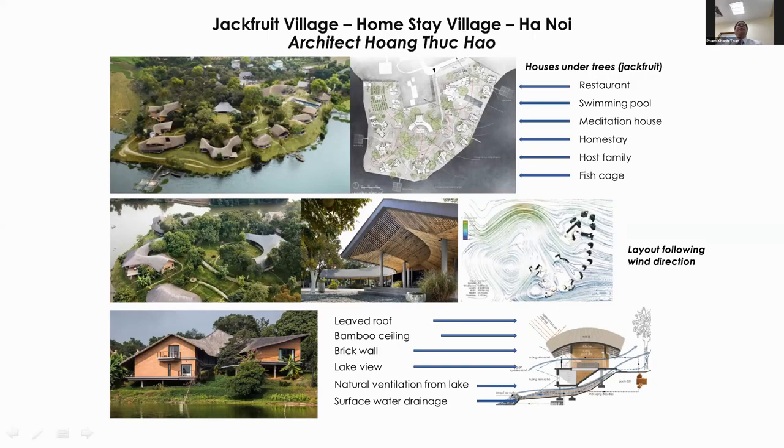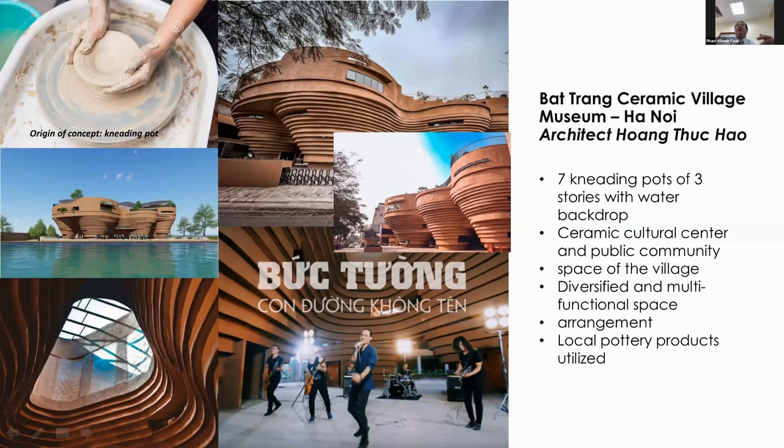The next building of his is the Bát Tràng Ceramic Village Museum in Hanoi. The idea for this design is the concept of the kneading pot, since the main product of Bát Tràng village is pottery. There are seven kneading pots of three stories with a water backdrop in the surrounding lake. This is a ceramic cultural center and a public community space.